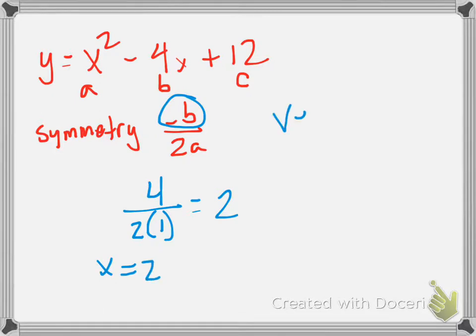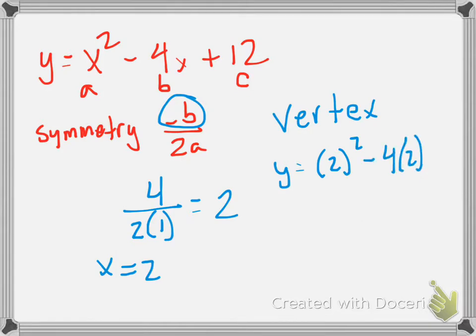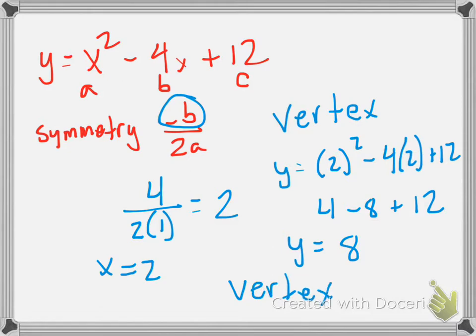Now, to find the vertex, here's what I do. I go y equals 2 squared minus 4 times 2 plus 12. That's going to give me 4 minus 8 plus 12. That's going to give me y equals, what's that? It's going to be 8. Okay? So, what that means then is my vertex is (2, 8).